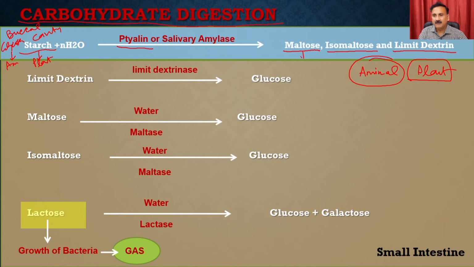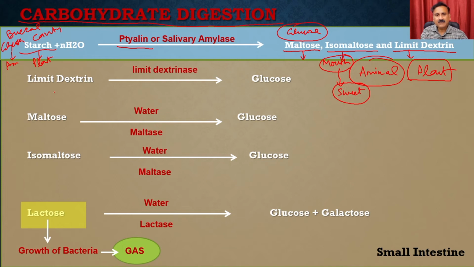So, these are the three products that are synthesized in our mouth, and a very small portion also generates glucose. Because of this only, it gives you the sweet taste, because when the glucose interacts with the taste receptors, then only it gives you the sweet taste. Now, this will move on into the small intestine. There will be no digestion of the carbohydrate in the stomach.